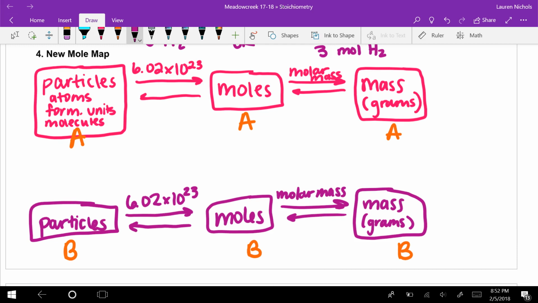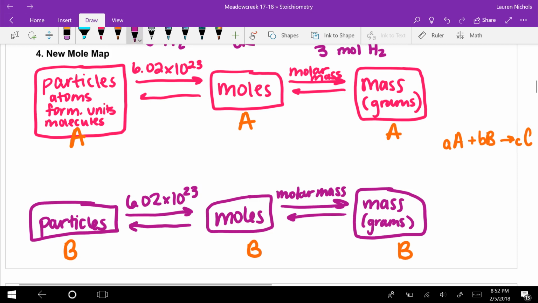Now, the new thing that we learned about in the video before is stoichiometry, which is the relationship between elements in a balanced chemical equation. So if I have an equation that says A plus B produces C, and these A, little b, little c are my coefficients, well, now I have a balanced chemical equation that relates substance A to substance B.